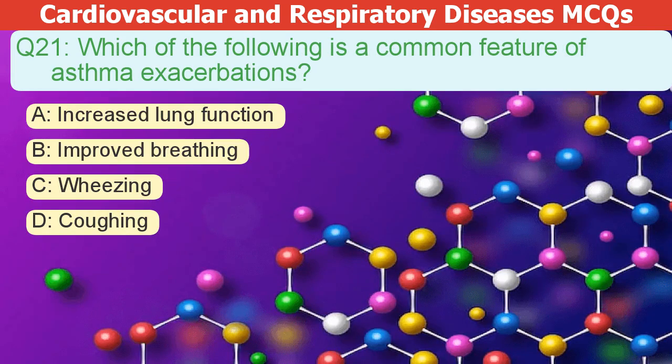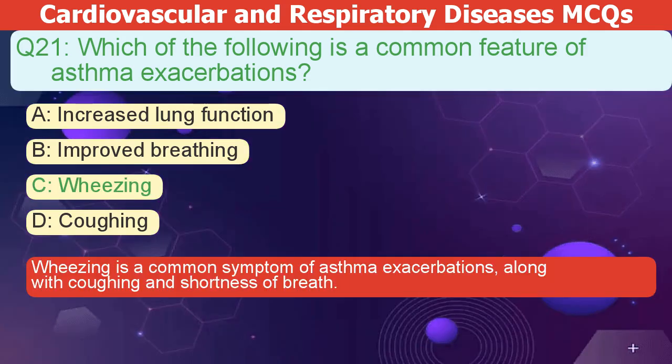Which of the following is a common feature of asthma exacerbations? A. Increased lung function. B. Improved breathing. C. Wheezing. D. Coughing. The correct answer is C. Wheezing is a common symptom of asthma exacerbations, along with coughing and shortness of breath.